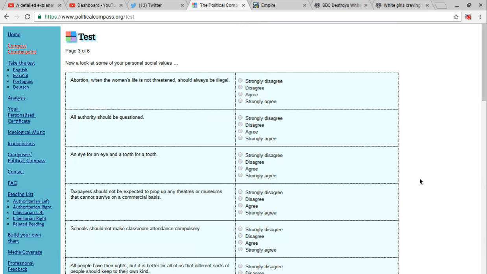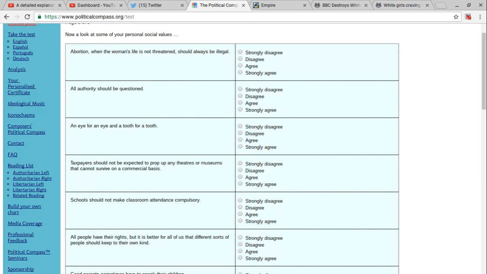Abortion, when the woman's life is not threatened, should always be illegal. Okay, personal social values. If the woman's life is not threatened, it's a healthy fetus, abortion should be illegal, is what the question is. What if I put a gun to her head? Is her life threatened then?